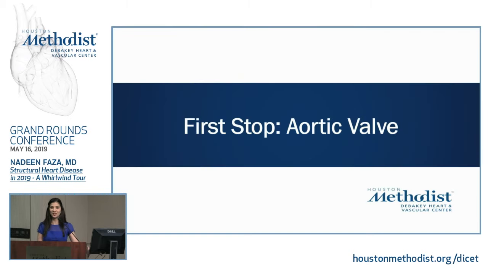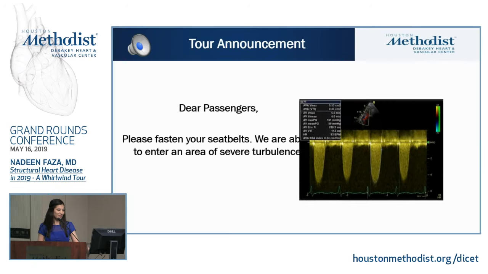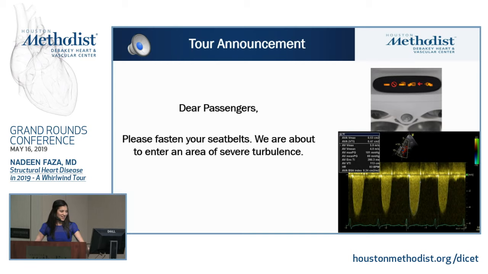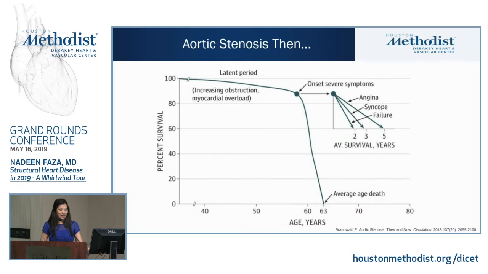Let's start with our first stop, the aortic valve. All right. Fasten your seatbelts. We're about to enter an area of severe turbulence. Can you hear the murmur? This is what aortic stenosis looked like in the past.